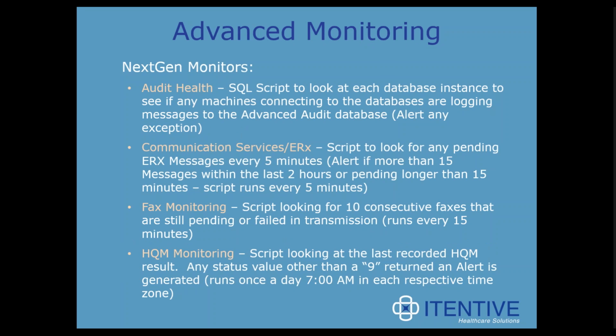From the NextGen monitors that we've built, let's start with audit health. We've written a SQL script to look at each of the database instances to see if there are any machines connecting to the databases that aren't logging messages, or if they're logging messages to the advanced audit database. And then we alert if there's any exception. This tells us if anyone out there is connecting but not configured correctly to write to the audit database. It could be a server or a FAT client. It could be either of those. But this is a HIPAA concern if the auditing is not working properly. So we need to make sure that the configurations are correct on those machines.